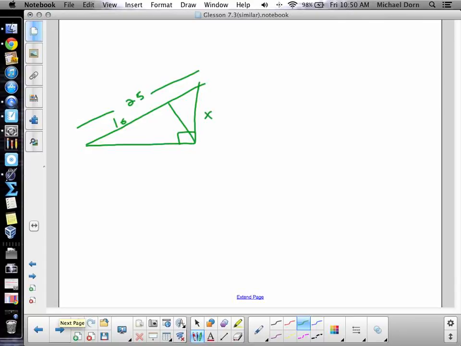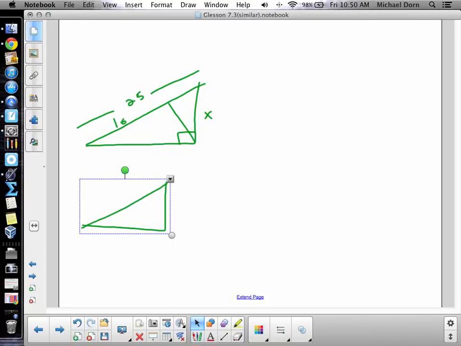So what I've done is I've redrawn all triangles in the same orientation. I drew the small triangle first. The smallest triangle I drew first. And I'm going to shrink that down just a bit.